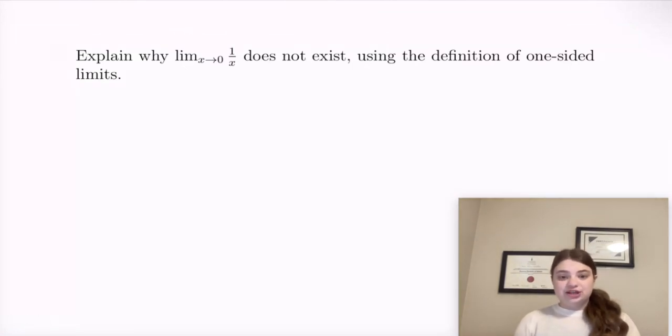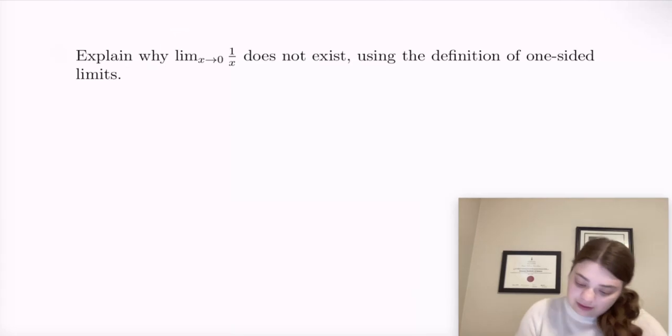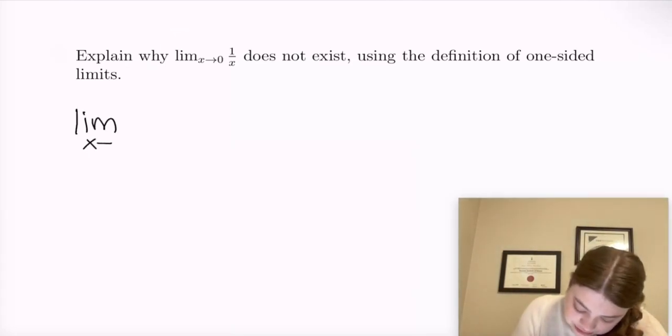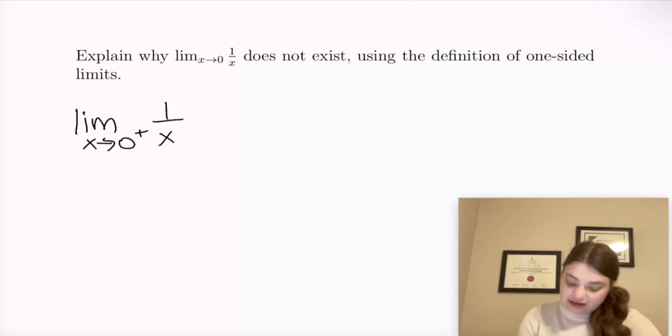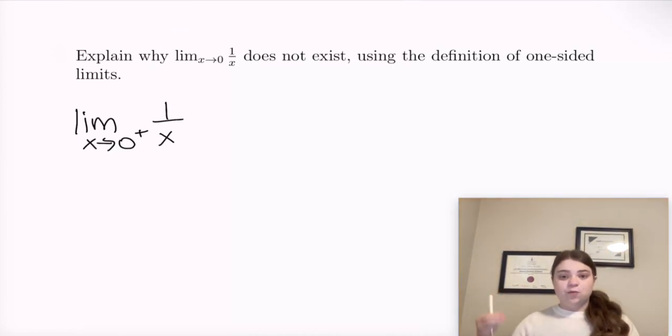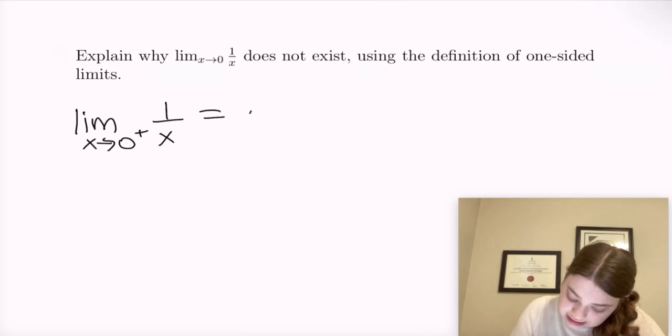And the very last question here for today says to explain why the limit as x approaches 0 of 1 over x does not exist using the definition of a one-sided limit. So the definition of a one-sided limit says that the limit as x approaches 0 from the right has to equal the limit as x approaches 0 from the left. Okay, so the limit as x approaches 0 from the right would be, in this case, if we had something just a little bit above 0, like 0.0001, the smaller and smaller the denominator gets, the larger and larger the overall number gets. So this would go to infinity.